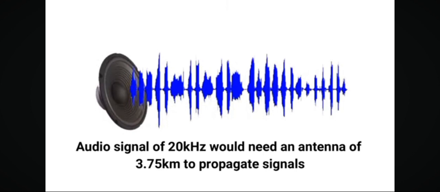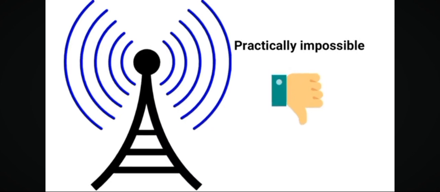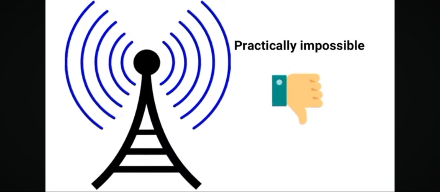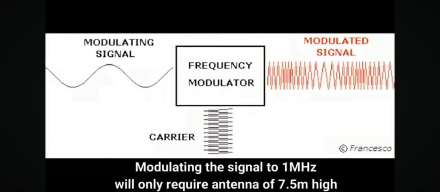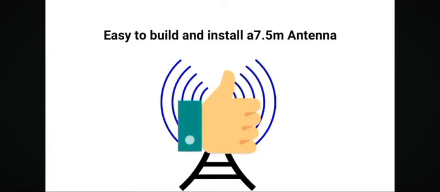Number 2. To reduce the size of the antenna. Antennas are used to propagate the signal into the atmosphere. Consider an unmodulated audio signal of frequency 20 kHz. The antenna height for propagating this signal would be 3.75 kilometers, and it's totally impossible to build such an antenna. However, if you modulate it to 1 MHz, then you need an antenna of 7.5 meters, and that is totally possible.